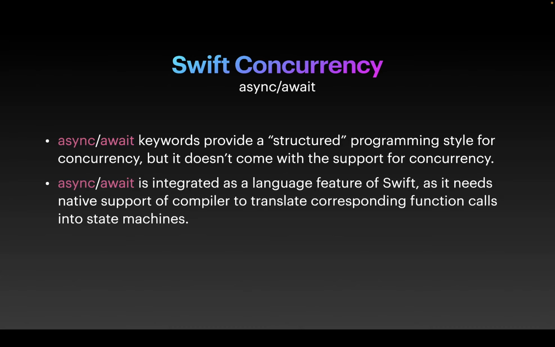So async await is integrated as a language feature of Swift, which is why people call it Swift concurrency. It's integrated right into the compiler. When you want to achieve async await, you usually need the native compiler to support this feature, because the compiler needs to translate the corresponding function calls into some sort of state machines. But if you don't understand this concept, it's okay. It's related to the internal implementation of async await.